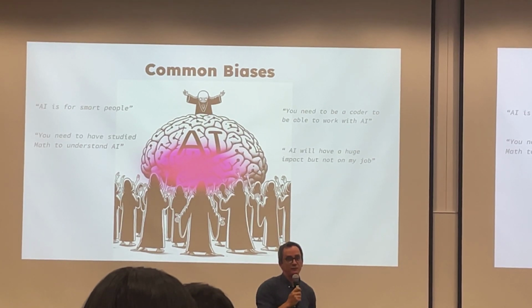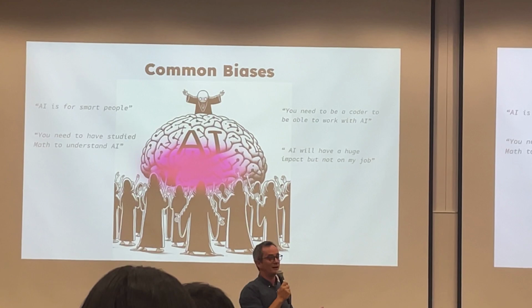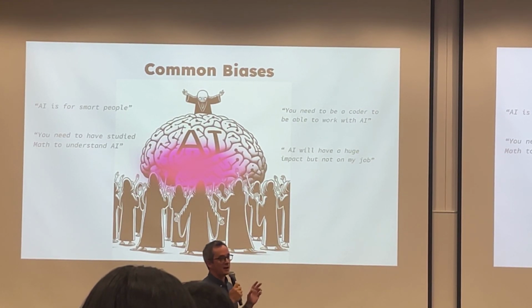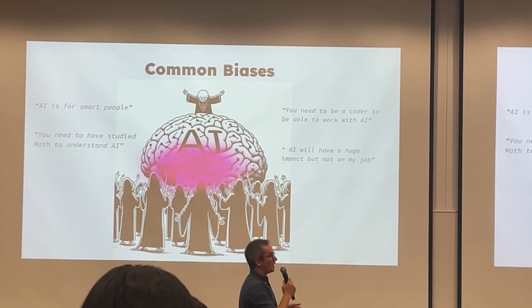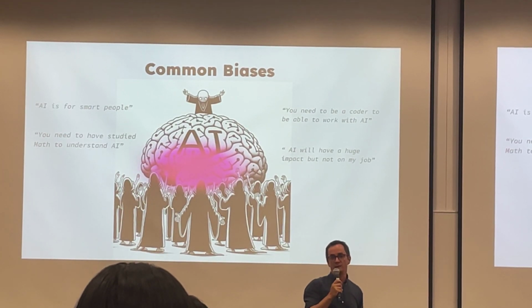AI is only for smart people. I'm a good example. I'm not the smartest one, but I managed to create something. So it's not true. Basically, AI is going to make everybody level. Even coding, even engineering, AI is going to transform that. So you don't have to be the smartest, you don't have to code, you can do anything. Anyone can do AI now.